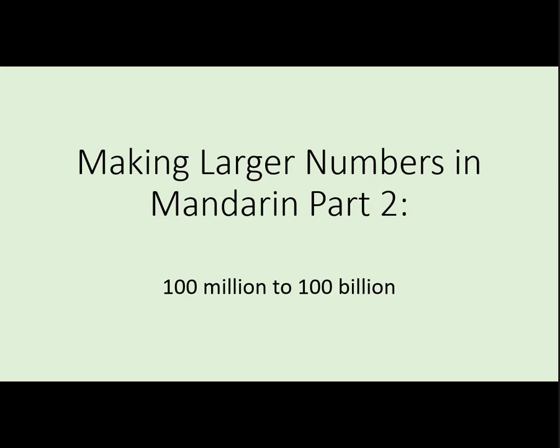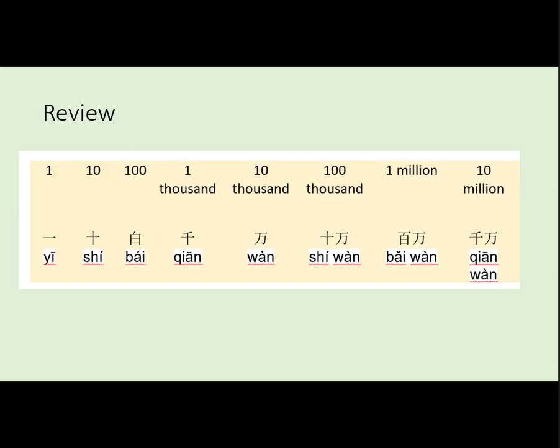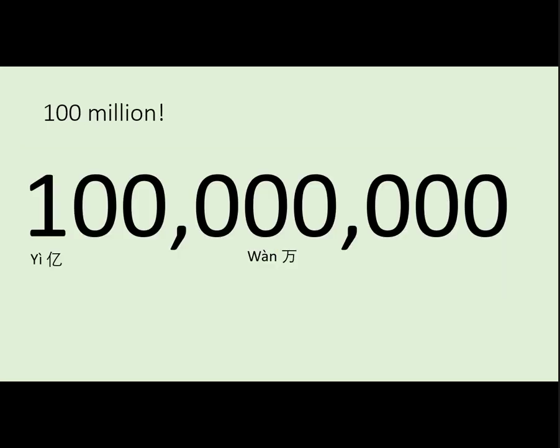Making larger numbers in Mandarin, Part 2. Making numbers from 100 million to 100 billion. In the last video, we learned how to make numbers in the 10,000s to 10 millions using 万, 10万, 百万, and 千万. In this video, we're going to start using a new number, which is yi.